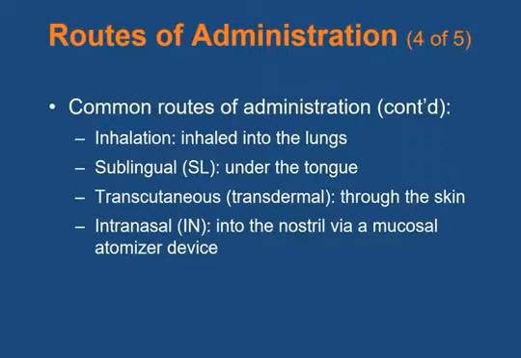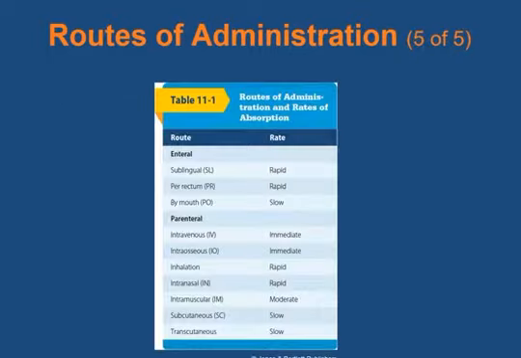Then you have transcutaneous or transdermal, which means through the skin. It's applied as a patch to the skin. It has a longer lasting effect than other routes. Some examples are the nicotine patch or nitroglycerin patch. Intranasal or IN is a relatively new format for delivery of medication. The medication is pushed through a mucosal atomizer device, or MAD, that aerosolizes the liquid for delivery into the nostril and provides quick absorption. Some examples are flu vaccine or naloxone.